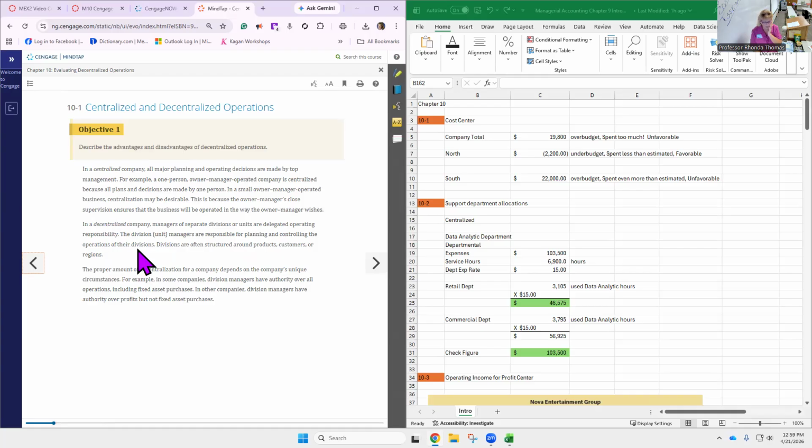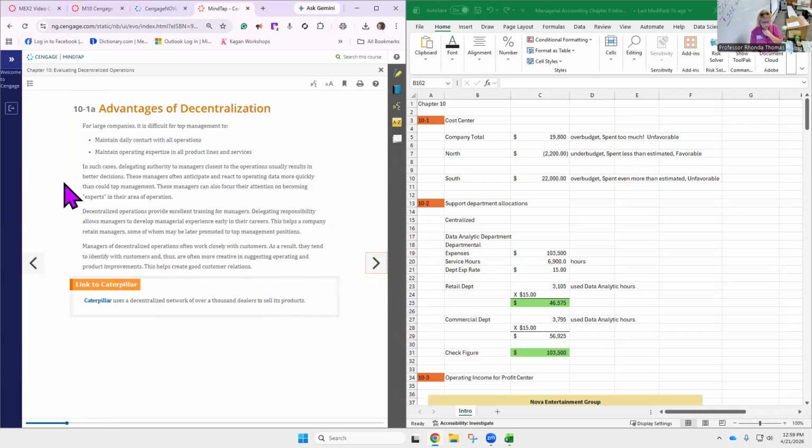All right, so they have something called a decentralized company, where managers of separate divisions or units are delegated operating responsibility. So the division unit managers are responsible for planning and controlling the operations of their divisions. Divisions are often structured around products, customers, or regions. And a lot of companies go back and forth a little bit with how centralized or decentralized they are. It just depends on the company and the issues that they have, okay?